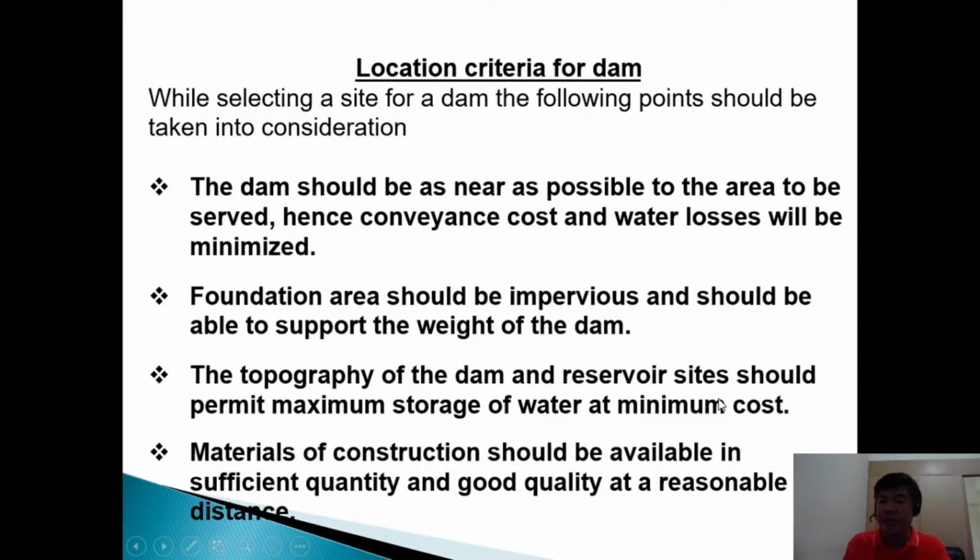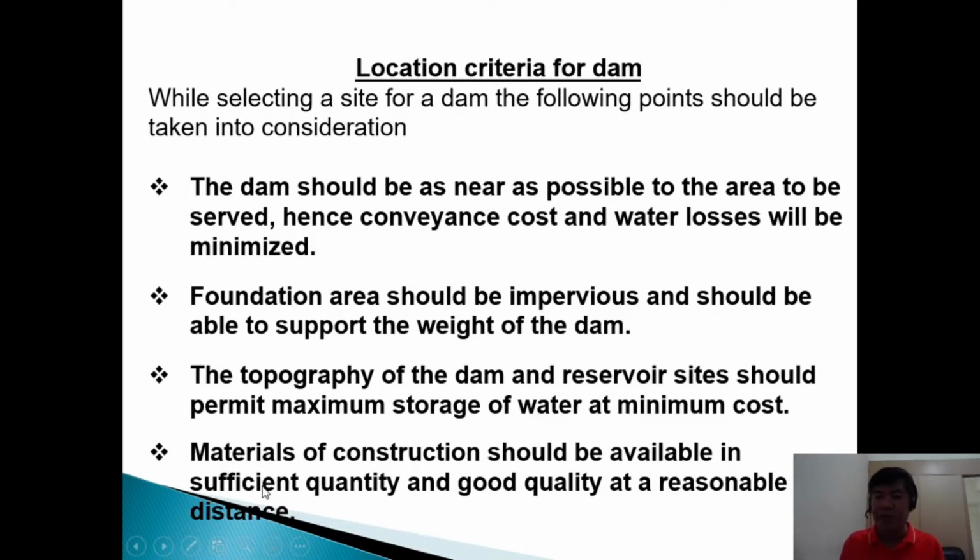The topography of the dam and reservoir site should permit maximum storage of water at minimum cost. So that's why, based on the aerial maps and different maps that you'll be utilizing, the reservoir should be carefully studied in terms of maximizing the storage, and at the same time the cost is being minimized. So we also have the materials of construction that should be considered.